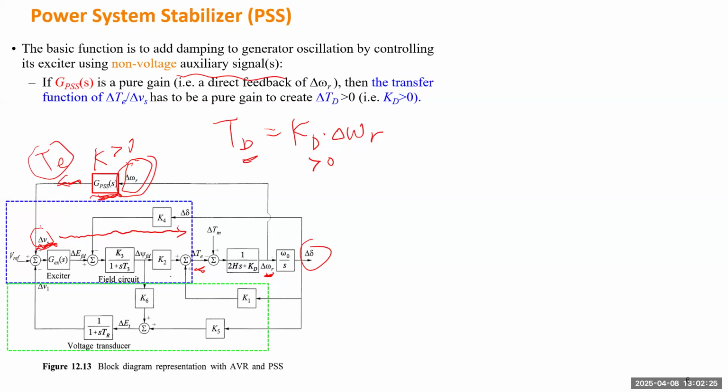But actually, because this one doesn't add any electric power to the machine part, it only changes the control signal, just adding it to the reference voltage signal. Which means the output may not be exactly proportional to the electric power.